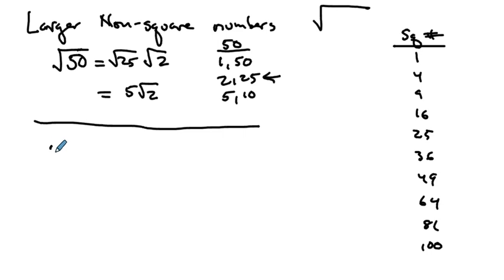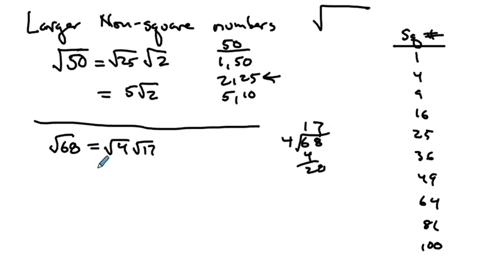Okay, so let's go a little bigger. Let's do the square root of 68. I know 68 is going to be divisible by 4, so I'm going to start with 4 and see where that gets me. What is 68 divided by 4? You get 17. So this gives me the square root of 4 times the square root of 17, which simplifies to 2 times the square root of 17. There's really not much else I can do.